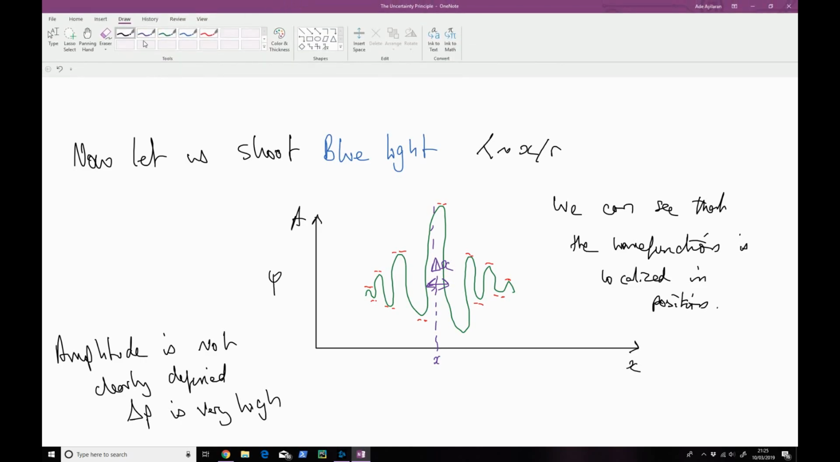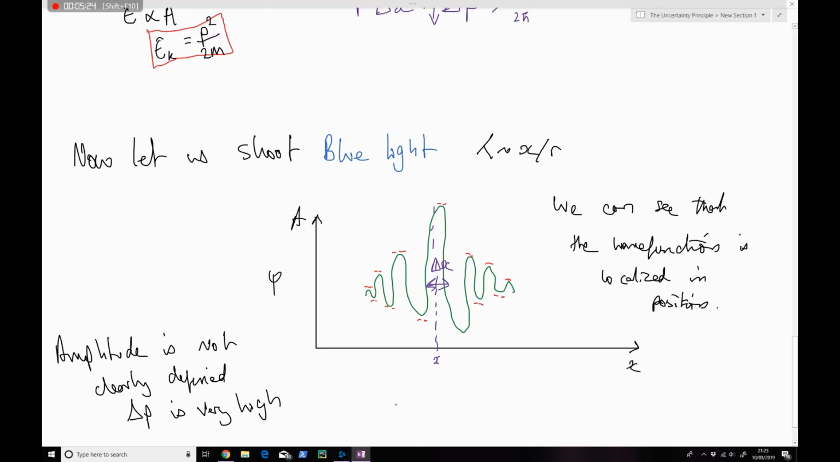So once again, Heisenberg's uncertainty principle is obeyed. That is, the uncertainty in position is way down, and the uncertainty in momentum is way up, and that is still going to be more than or equal to Planck's constant divided by 4 pi.